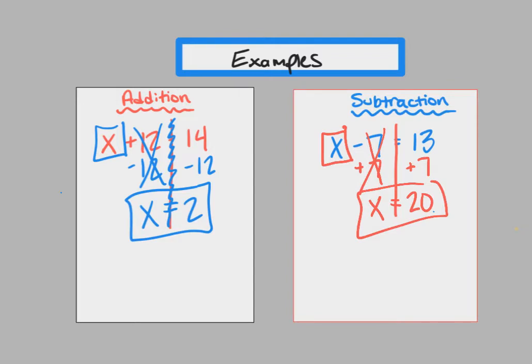I can go check both of these problems by actually substituting in the 2. So I'm going to take 2 plus 12 equals 14. Is that true? Yeah. So I did the addition problem right. Now let's look at our subtraction problem. I'm going to substitute 20 in. So 20 minus 7 equals 13. Is that true? Yeah, exactly, right? That's true too. So we did both of those problems correctly.